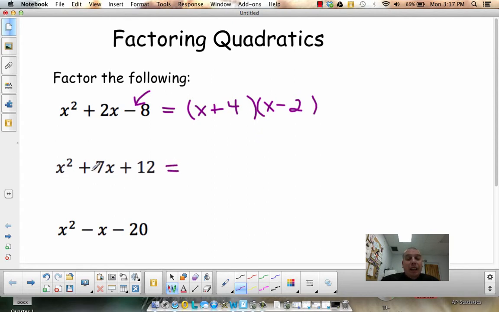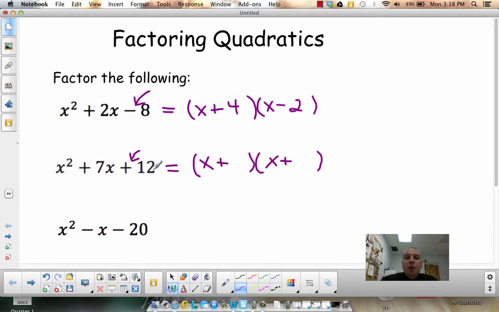So now let's take a look at this next one. Do I have anything in common among these three terms? Nope, nothing. All right, so then let's go ahead and set up our parentheses again. First terms in each, x and x. This sign tells us the signs are going to be the same. This one tells us not only are they going to be the same, but they're both going to be positive. So then I put the positive signs in here.